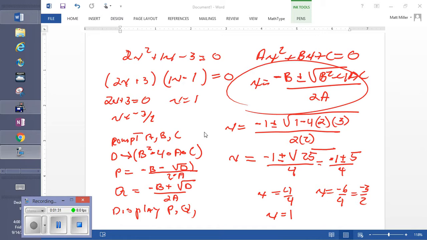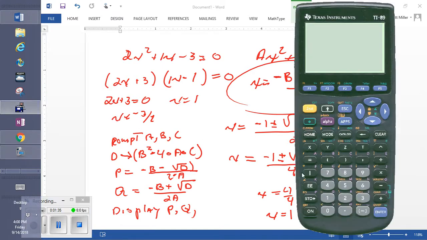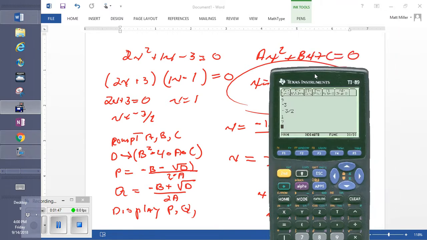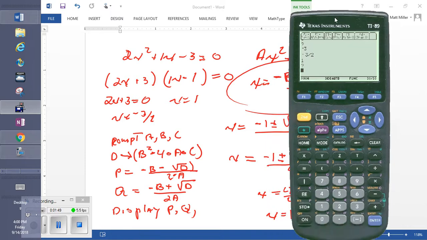Okay, so let us show you. I'm going to go to my calculator. I have a program. I've called it Quad, okay? And Quad is going to, when executed, ask me three things. The three things it's going to ask for are A, B, and C. So for my sample problem, A is 2, okay? B is 1, and C is negative 3.